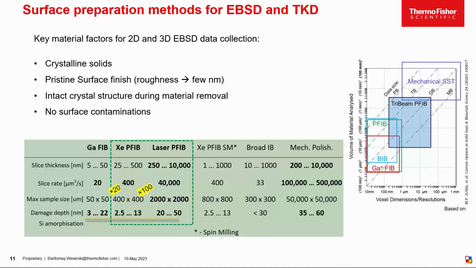Now let me dwell on surface preparation methods for EBSD. The key material factors for 2D and 3D EBSD and TKD data collection are crystalline solids, pristine surface finish, that is roughness in a few nanometer range, intact crystal structure during material removal, and no surface contamination.